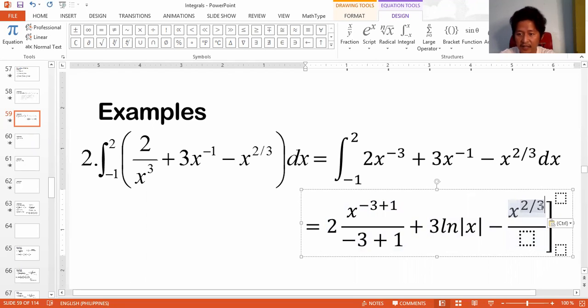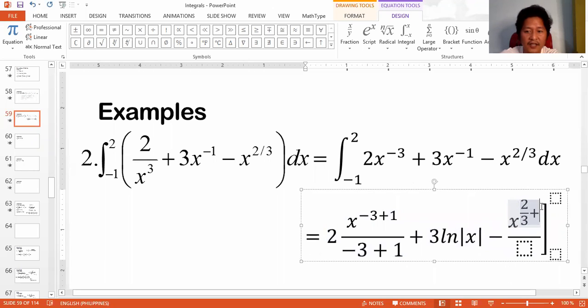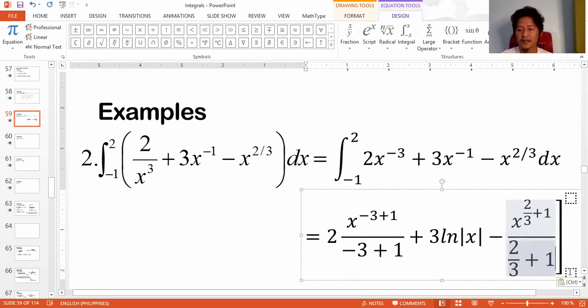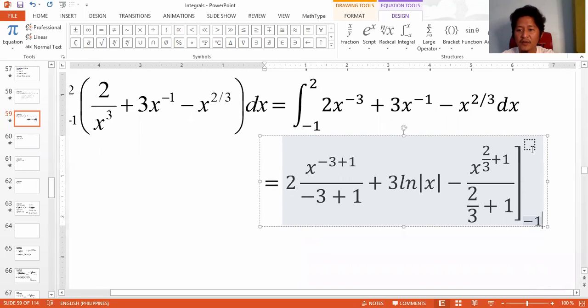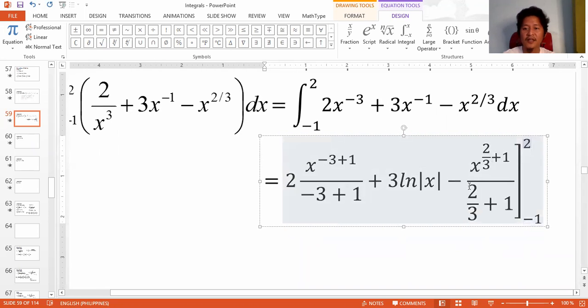And then what will happen to the exponent? So mag-add ulit tayo dito ng 1. Diba? So we just copy again this exponent and then place it in the denominator. And then don't forget the lower limit. Take note of that. Same thing with the upper limit, as we will do that later on.